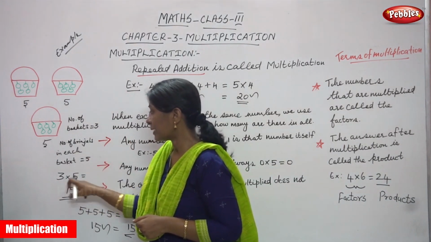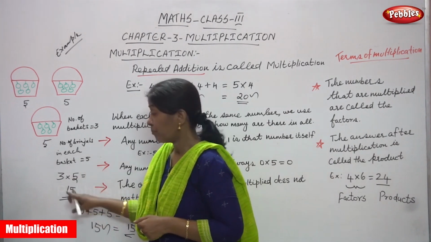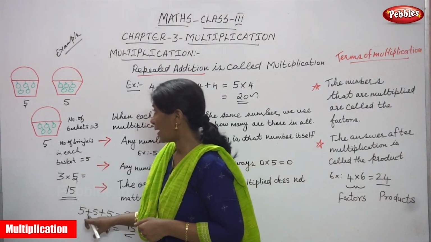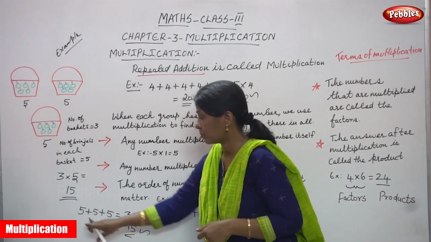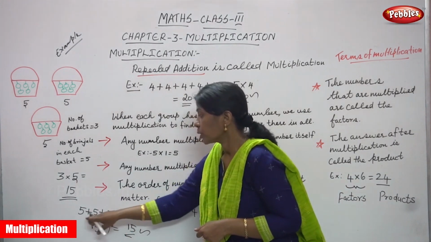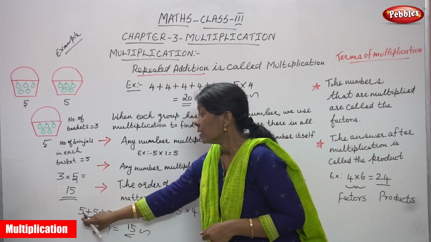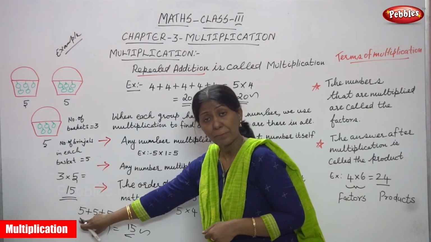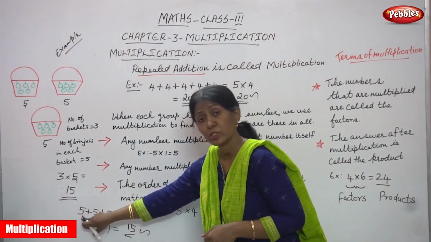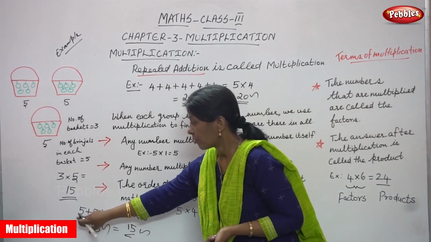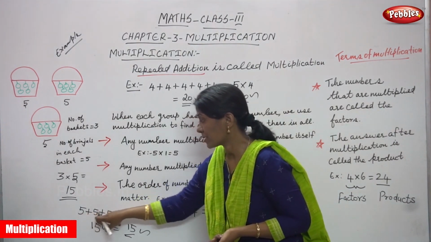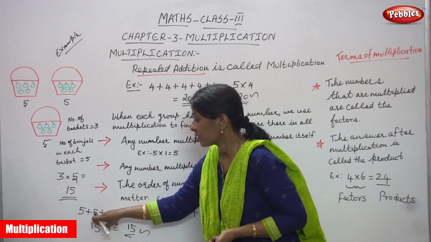So 3 into 5, you can get 15. This is a multiplication. Otherwise we can do the repeated addition method, 5 plus 5 plus 5. This 5 is a brinjal. In each basket 5 brinjals are there. So 5 plus first basket, second basket, third basket.